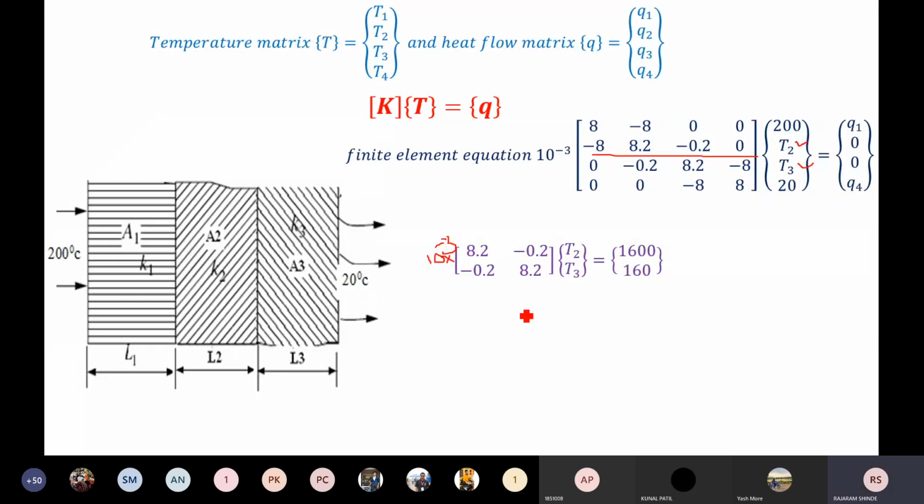Check this equation, the second and third equation. Is it correct? If you have any doubt in the second and third equation, you can ask me.